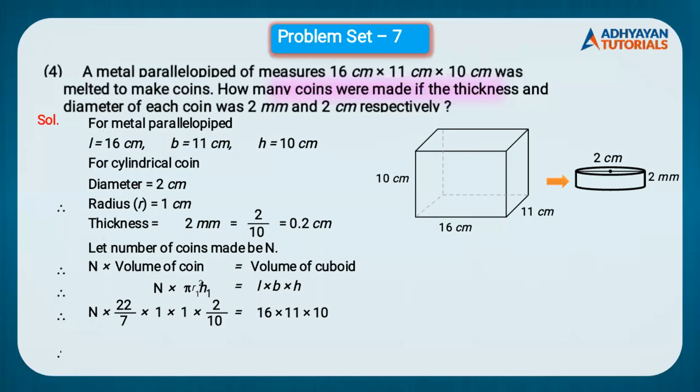Now n is equal to 16 into 11 into 10. These numbers are already on the right hand side. Can you see 22 upon 7 ka 7? That 7 in the denominator will go on the right hand side in the numerator. And 2 upon 10 ka 10 in the denominator will go in the right hand side in the numerator. So n is equal to 16 into 11 into 10 into 10 into 7. I hope all of you have understood this calculation.